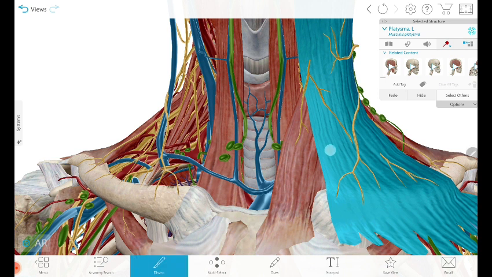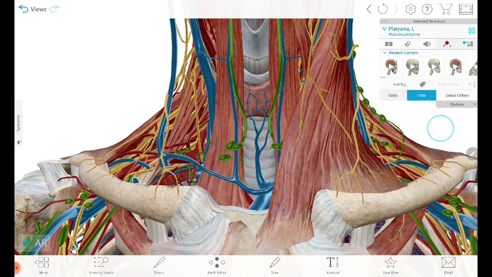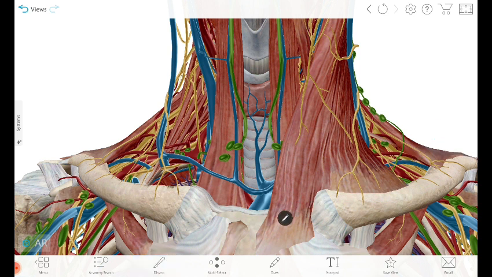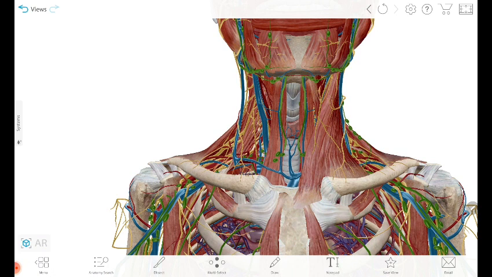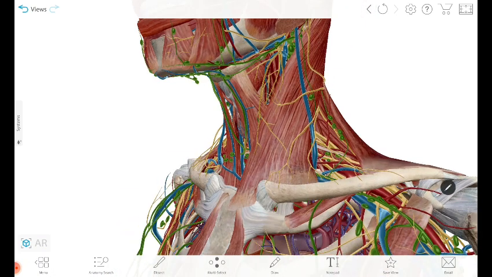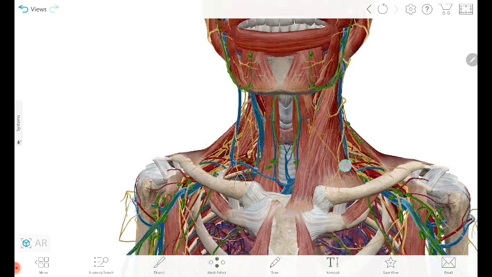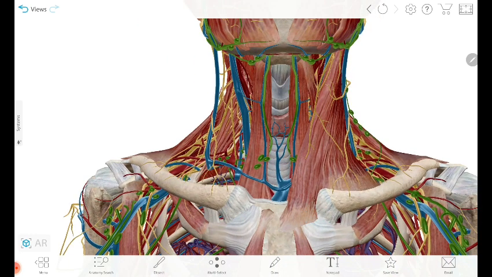Now if we remove the platysma muscle, we can see another muscle which is originating from the sternum and the clavicle, and it is going up to the mastoid process. So here is the mastoid process. So arising from the sternum and the clavicle and going up to the mastoid process, this muscle over here is the sternocleidomastoid muscle. So the sternocleidomastoid muscle is also forming the lateral boundary.